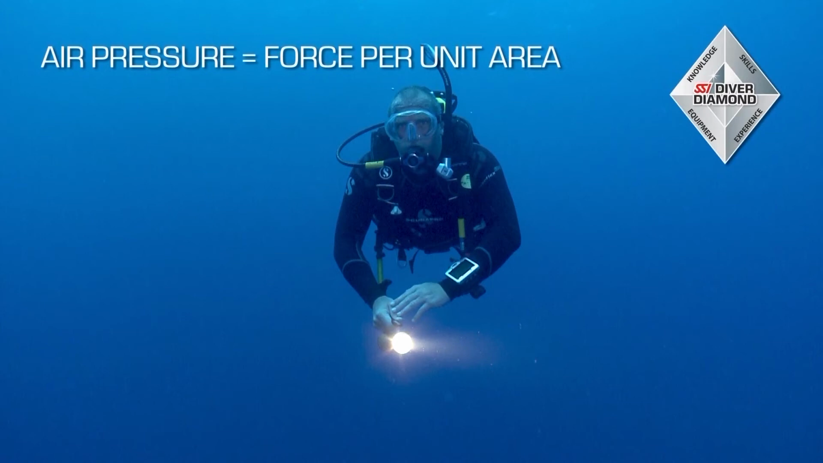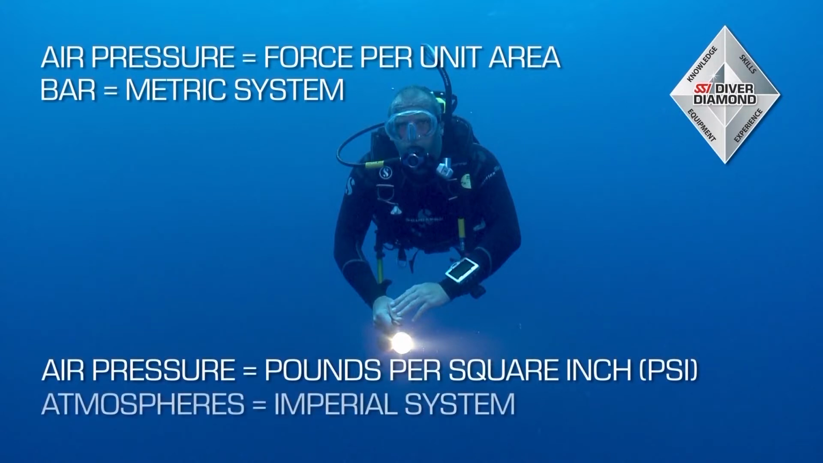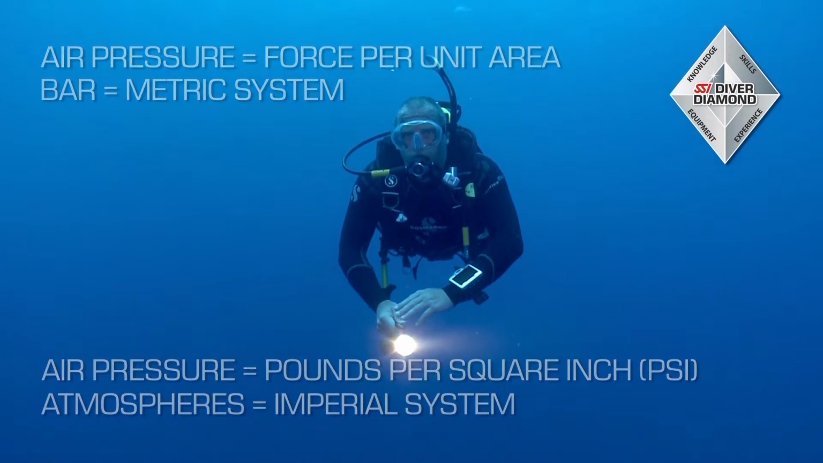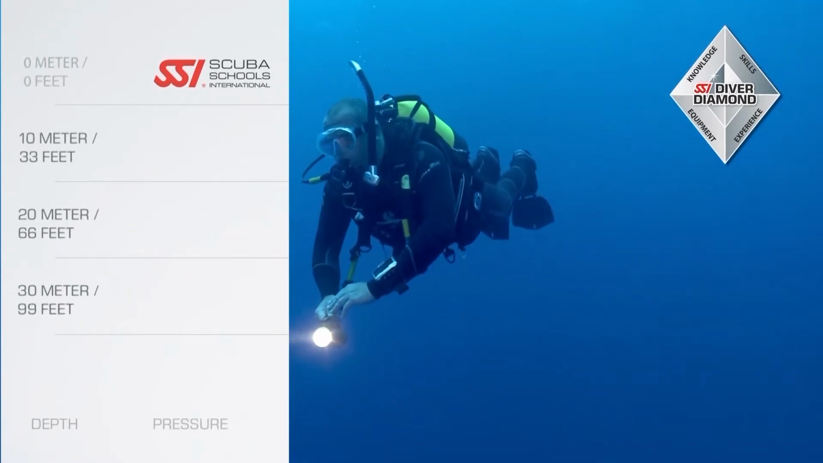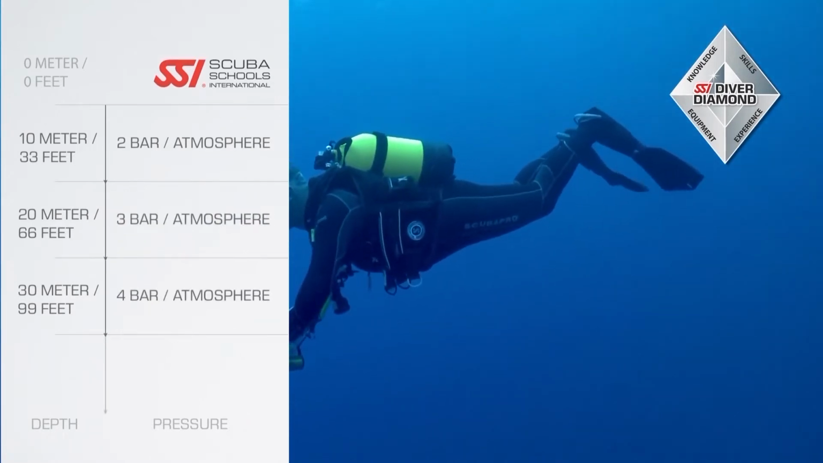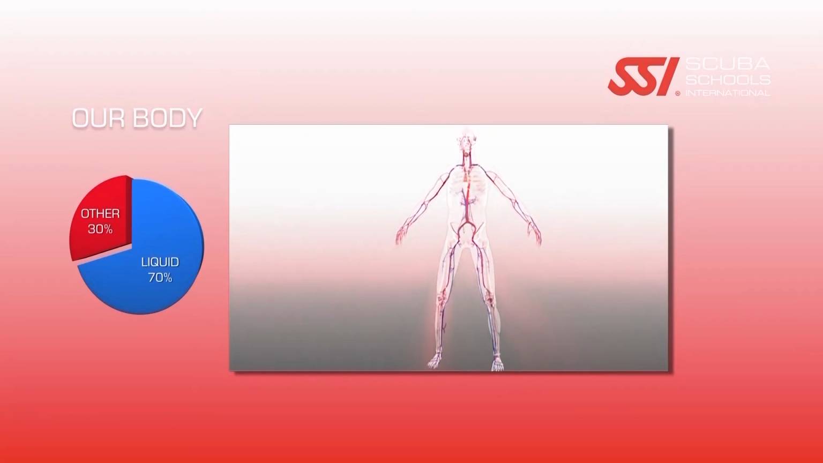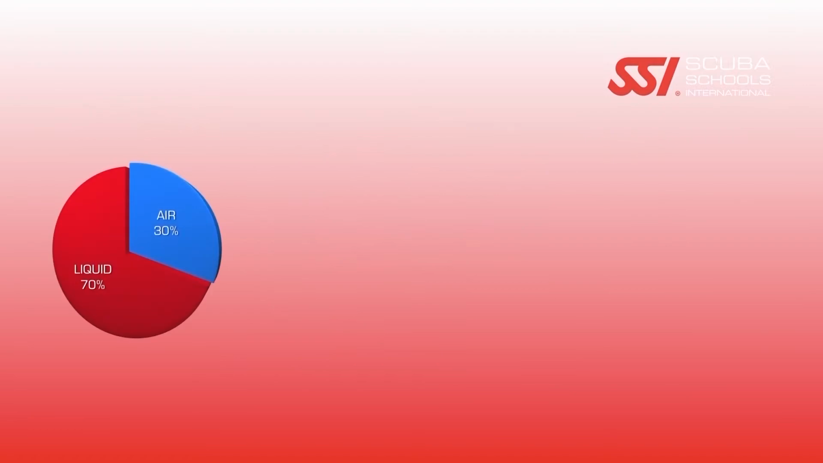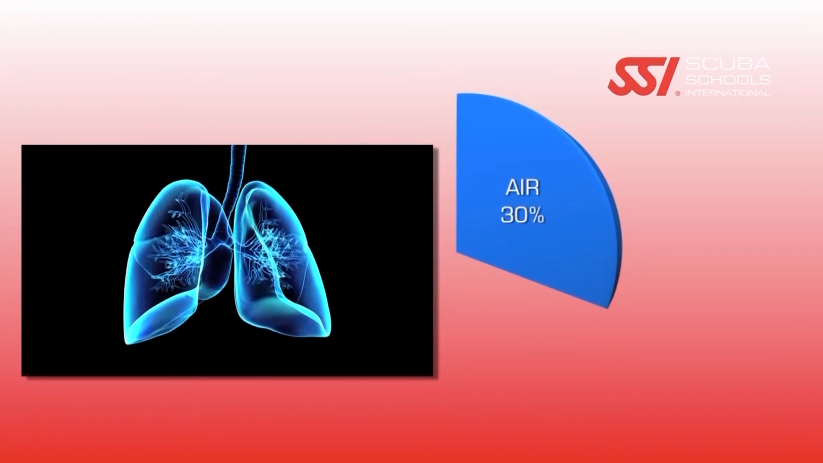Air pressure is defined as force per unit area and is commonly expressed in bar in the metric system, and pounds per square inch, PSI, and atmospheres in the imperial system. For each additional 10 meters or 33 feet of descent, another bar or atmosphere of pressure is added to the pressure on your body. While our bodies are primarily liquid, approximately 70% by volume, the liquid portions of the body are considered to be incompressible for recreational divers. However, the other 30% of our body is air and will compress and expand when the pressure changes.